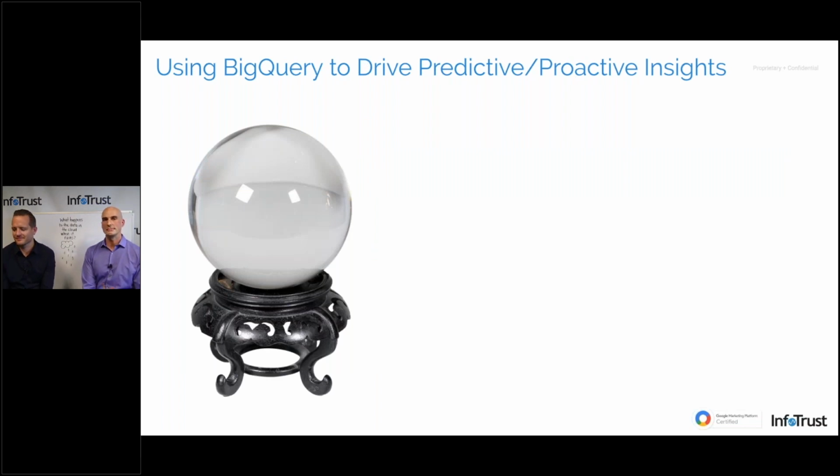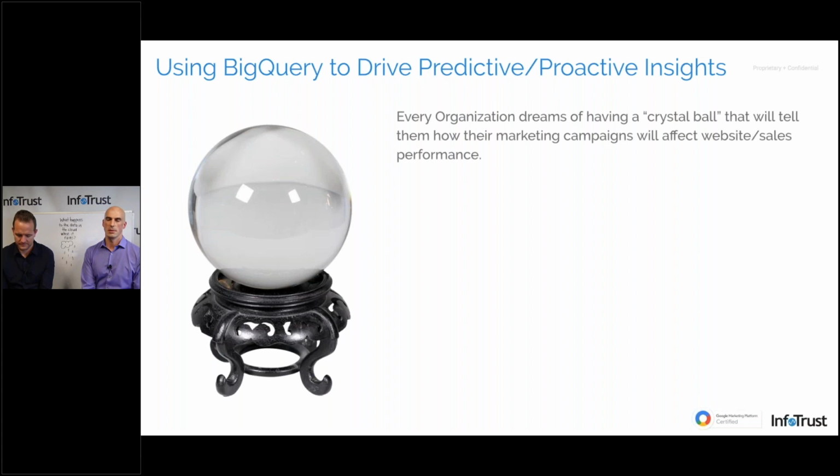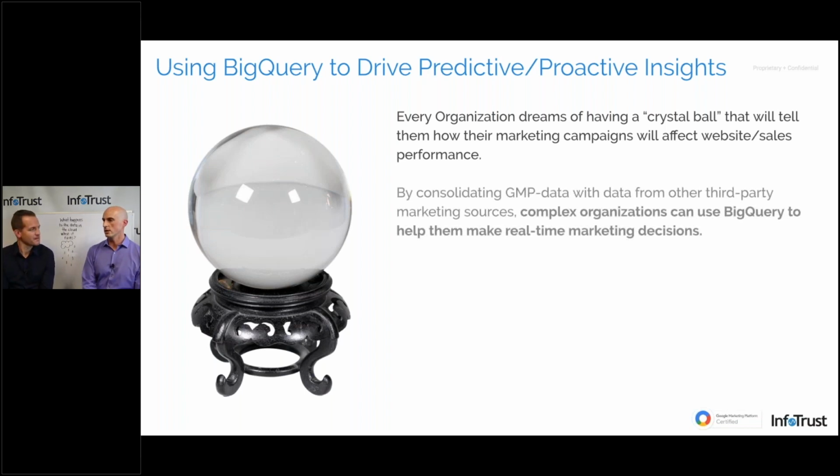So in terms of the types of insights you can actually get from BigQuery, keep in mind, and you see the image on the screen there of the crystal ball. Every organization dreams of having this magic crystal ball, this magic bullet that's going to tell you how your marketing campaigns are going to perform before you launch them, right? Yeah. So really BigQuery is going to be the closest thing you can get to that when utilized with some really advanced data modeling, data science techniques. To give you an idea of some of the types of insights you can get.